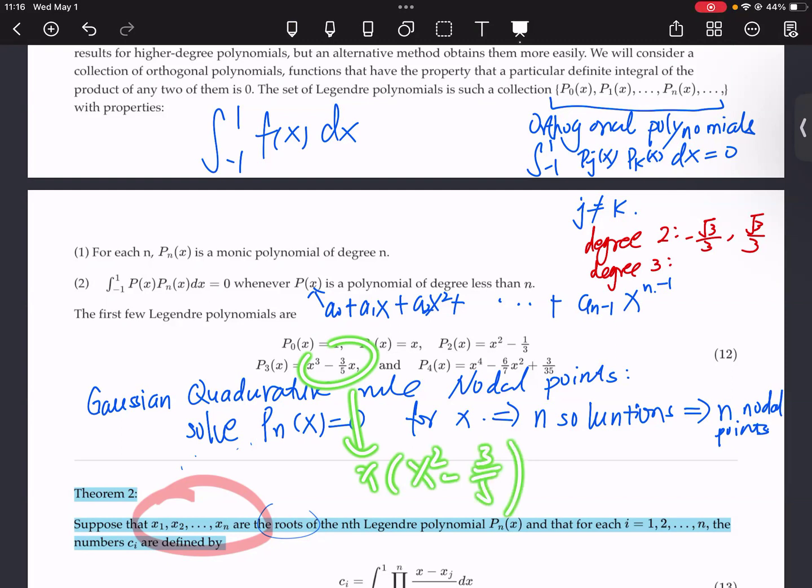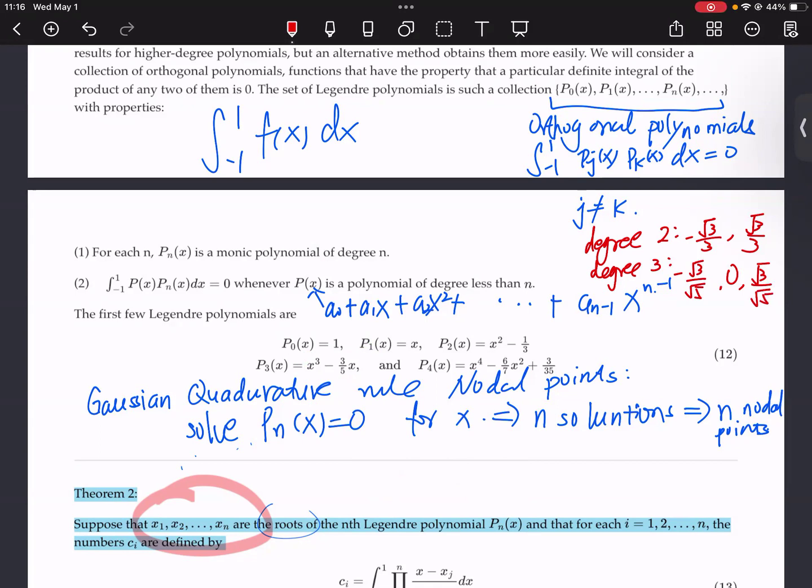Which means that it's quite obvious that x equals 0 is also a nodal point. And what are the others? We have negative square root of 3 over 5 and square root of 3 over 5. If you keep doing so, you will see that for the Gaussian quadrature, the nodal points are symmetric about the origin.